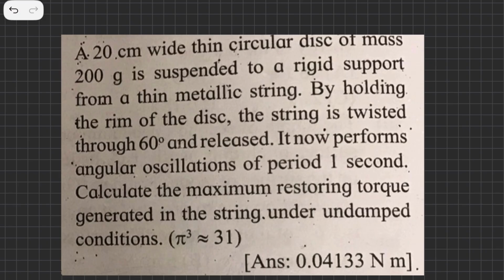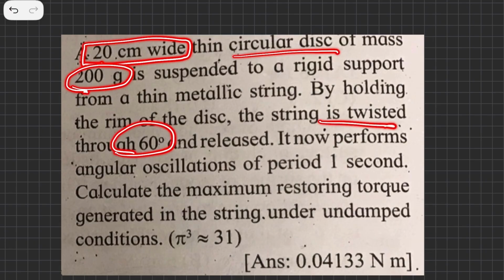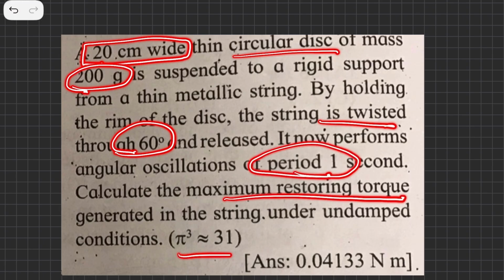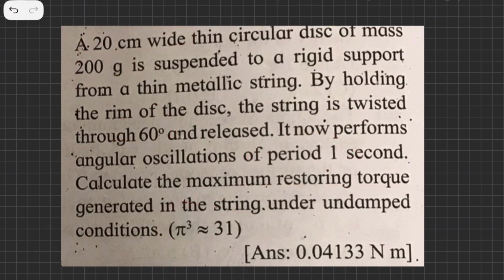They have talked about a circular disc whose diameter is 20 centimeters, and the mass is given as 200 grams, and it is tied to a thin metallic string. I'll just draw the diagram for you as well. The string is twisted by 60 degrees and released. Its time period is 1 second, and you are supposed to find the torque, and they are saying that pi cube is approximately equal to 31. These are the given data.